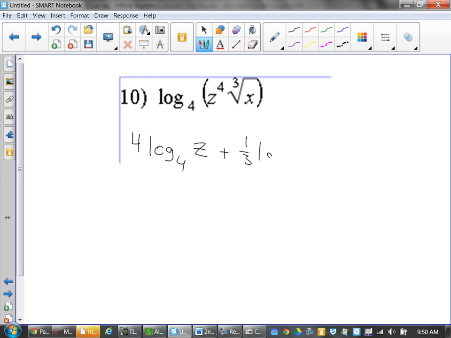Jerry, when do you know to put it out front or put it up by the z or the x? If I'm expanding, it goes out front. If I'm condensing, it goes to the exponent. That's what that looks like. Can we do 12? Yeah.